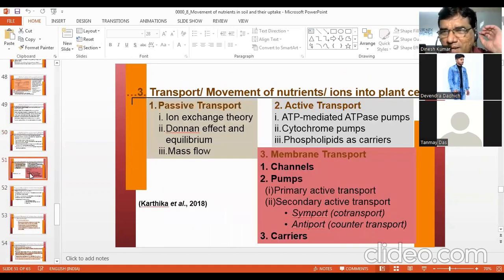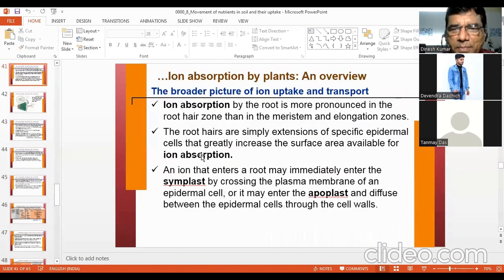Or I can summarize again where we started. Transport or movement of nutrients: you can see there are passive transport, ion exchange theory, Donnan effect and equilibrium, and then mass flow. So in this movement, you can see this again.